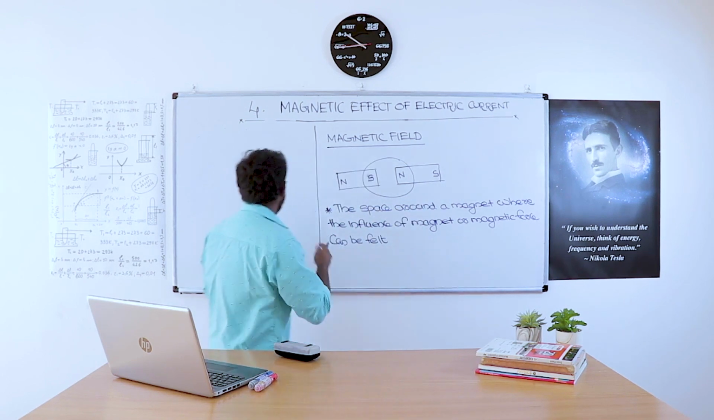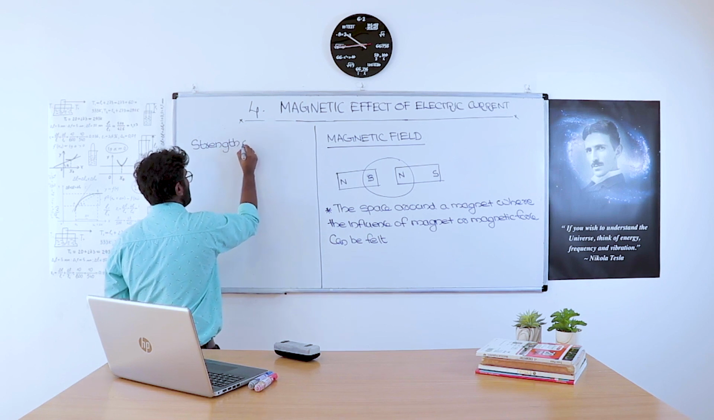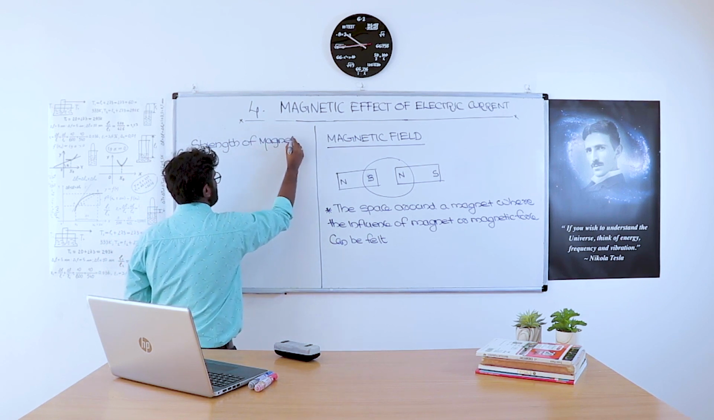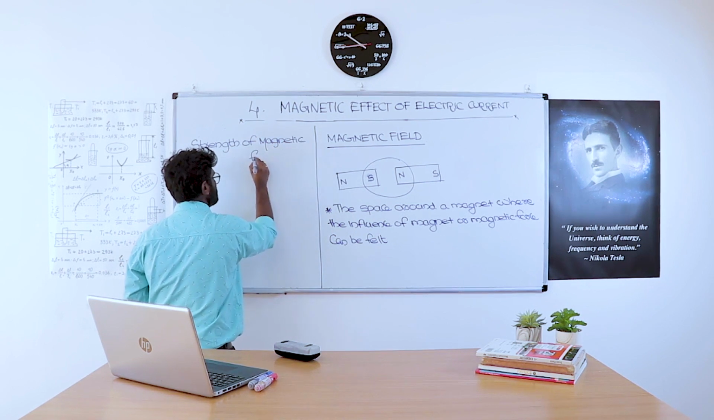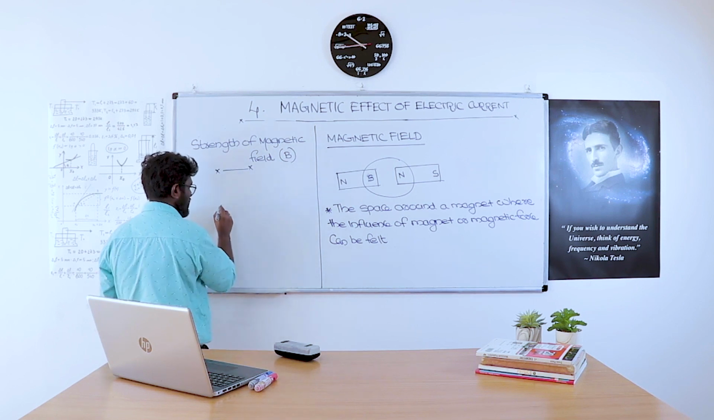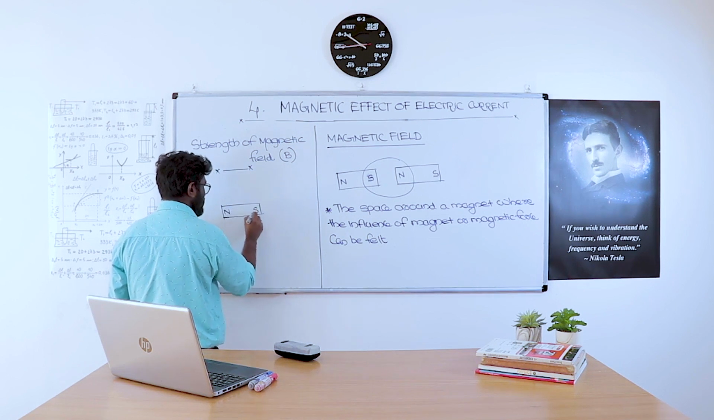And the next term is intensity of magnetic field, or otherwise we can say the strength of magnetic field, which is denoted by the letter B. So here is a magnet and this is the space created by the magnet.